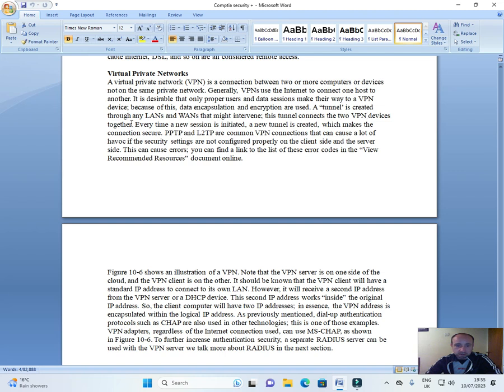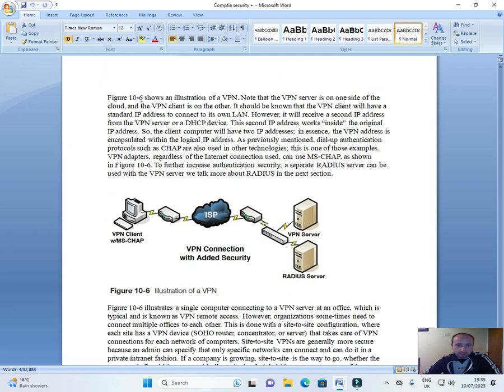A tunnel is created through any LANs and WANs that might intervene. This tunnel connects the two VPN devices together. Every time a new session is initiated, a new tunnel is created, which makes the connection secure. PPTP and L2TP are common VPN connections that can cause a lot of havoc if the security settings are not configured properly on the client side and the server side. This can cause errors. You can find a link to the list of these error codes in the View Recommended Resources document online. Figure 10.6 shows an illustration of a VPN.